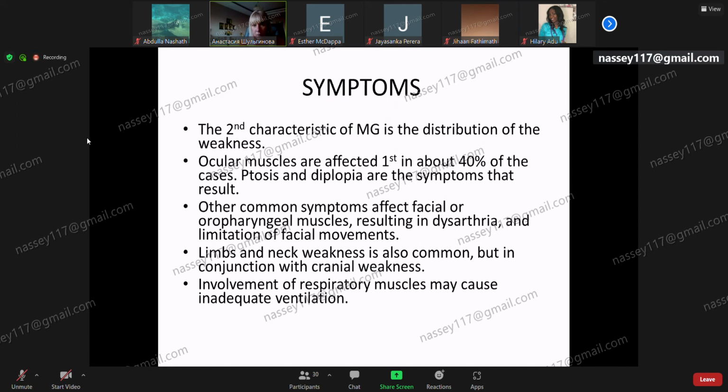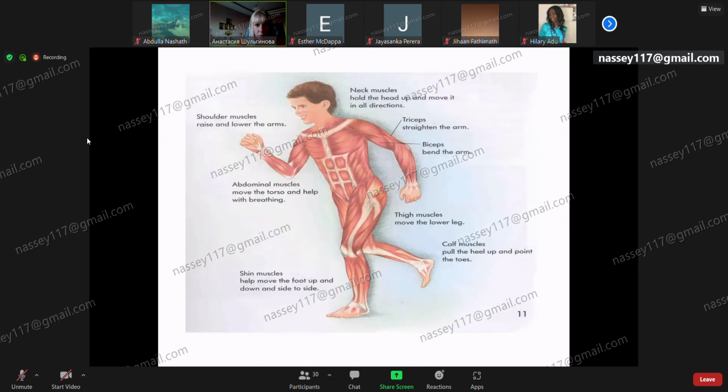Here we see symptoms from the involvement of different groups of muscles, according to the localization of the affection at the neuromuscular junction. This illustration shows us the affection of the distal part of the upper extremity, the neck, then the shoulder muscles, the muscles of the face, and so on.